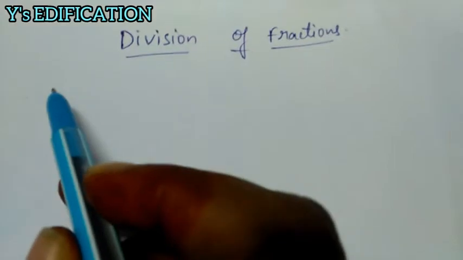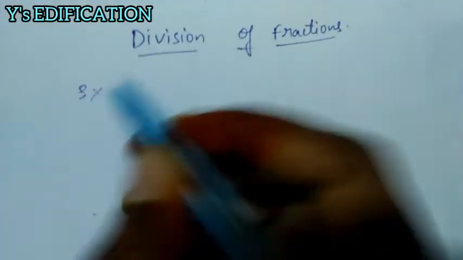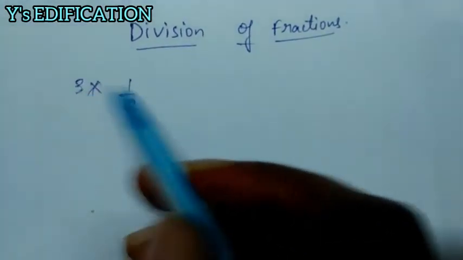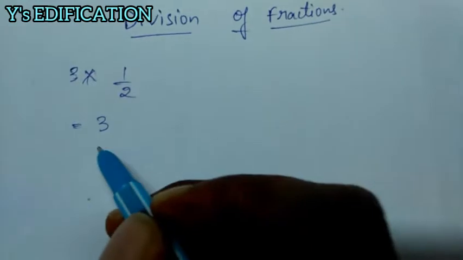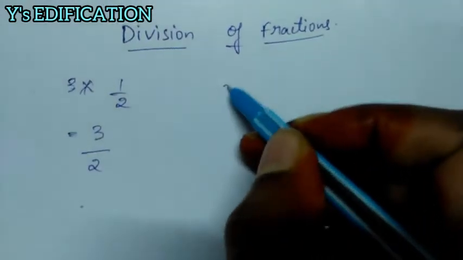How have we multiplied any number with a fraction? 3 into 1 by 2. So what is 3 into 1 by 2? How have we multiplied this? 3 into 1, 3 by 2. So it is 3 by 2. Okay. So how will we do the division?